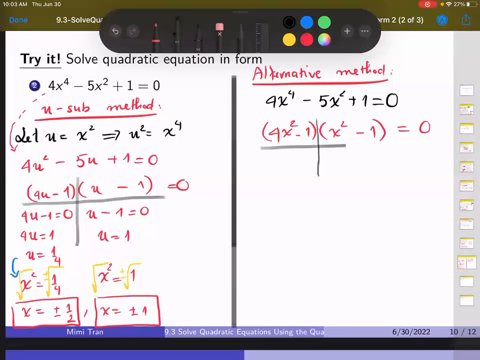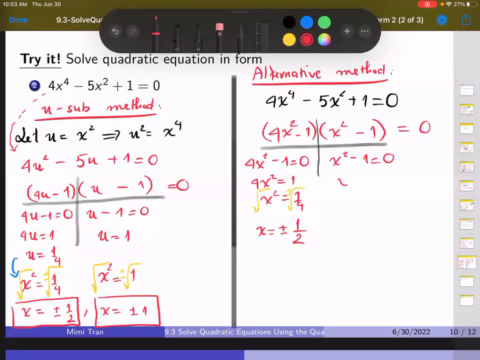And now you can solve it straight away. So 4x squared minus 1 equals 0. x squared minus 1 equals 0. 4x squared equals 1, x squared equals 1/4. Again, take the square root of both sides. x equals plus or minus 1/2. And over here, add 1: x squared equals 1. Square root again. x equals plus or minus 1.